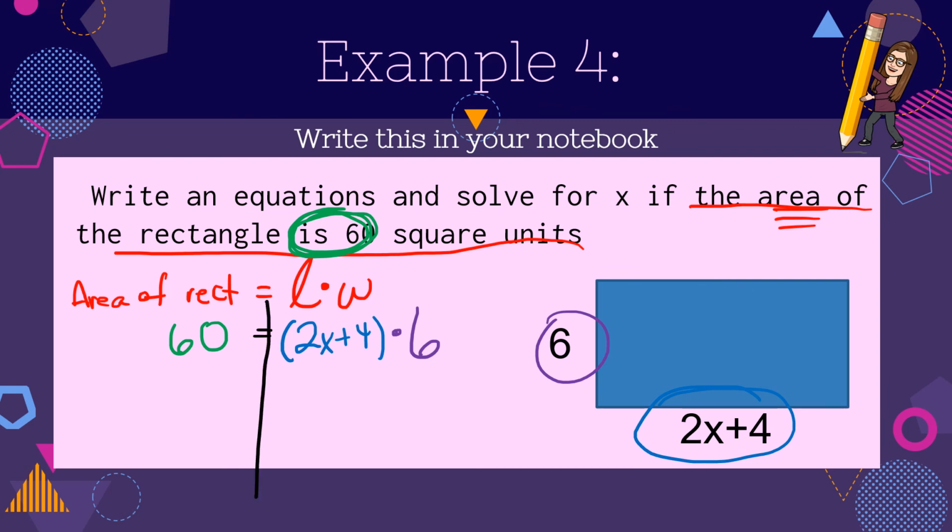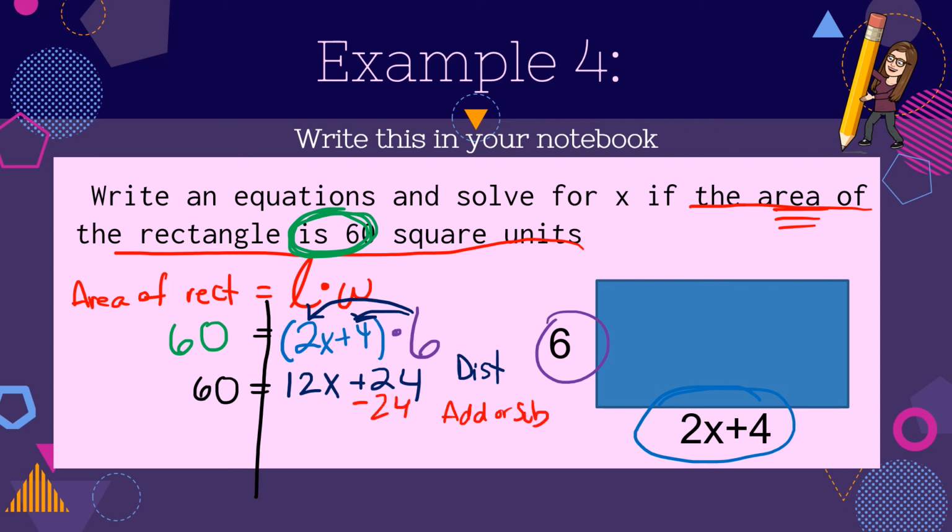We're going to draw a line down the equal sign. The first thing we're going to do is distribute. I'm going to distribute the 6 into the parentheses. 2x times 6 is 12x. 4 times 6 is 24. The equals falls down and the 60 falls down. Next step, I need to add or subtract. I have no like terms, so I'm going to subtract 24. That gets me to 36. The equals falls down, the 12x falls down.